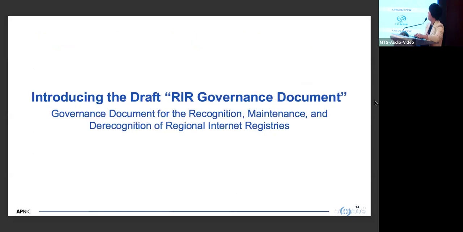Next slide. And finally, the actual revised draft RIR governance document, the full title. ICP2 is no longer the title that we'd like to take moving forward. We're going to call it the governance document for the recognition, maintenance, and derecognition of the RIRs. It is a long title, probably impossible to make an acronym. Don't even want to try. You can try, but know that it is meant to tell you what this document is for, as opposed to seeing ICP2 and still having to find out which number it is and what it is meant to do.